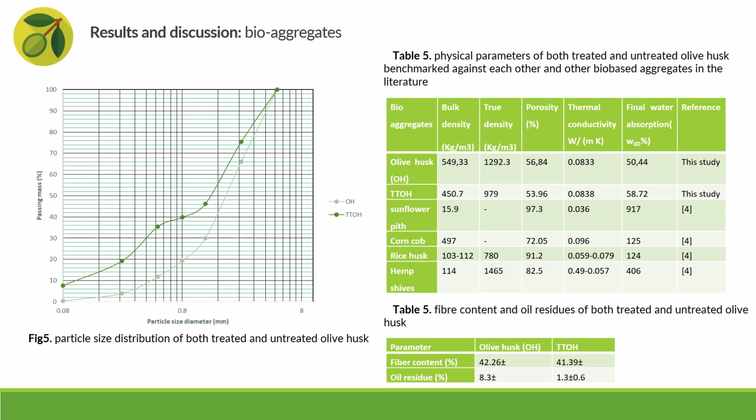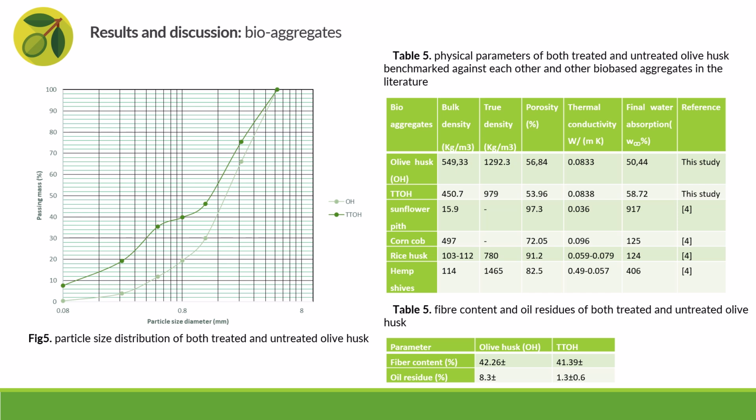Regarding the thermal conductivity, on the other hand, both untreated and treated husk exhibited a very low value, close to 0.083. These values are comparable to other plant-based aggregates such as rice husk and corn cob, and remain far below those of mineral aggregates. This confirms the potential of olive husk to act as an effective lightweight insulation filler.